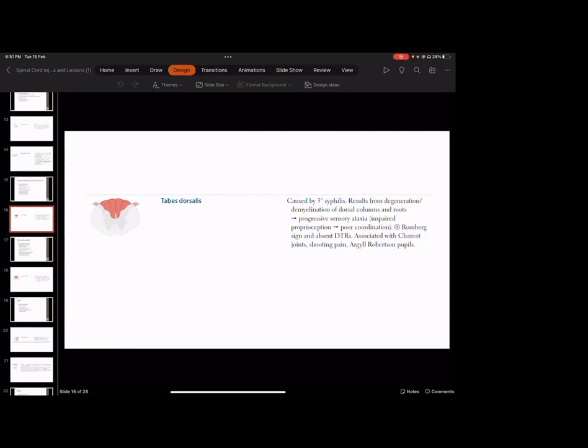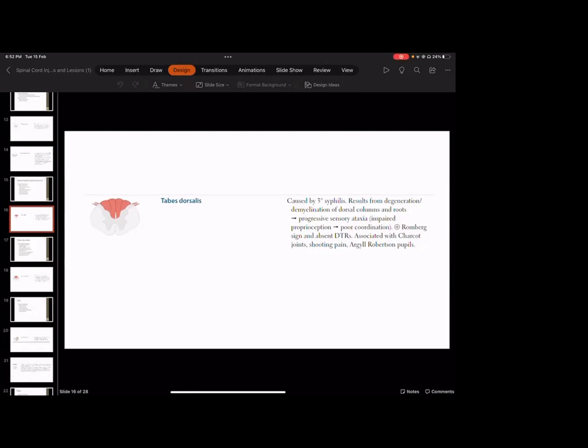So you have the proprioception, you have the crude touch, two-point discrimination and whatnot. So you're going to have the sensory problems, okay? And also because it's affecting the dorsal root, you're going to have problems with your reflexes. That's one thing to remember. So the person's going to have delayed reflexes and problems with reflexes and proprioception and whatnot.